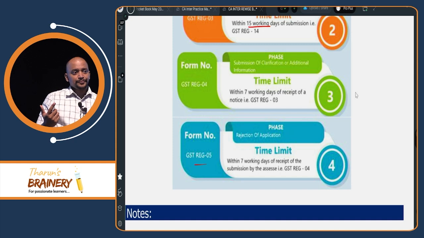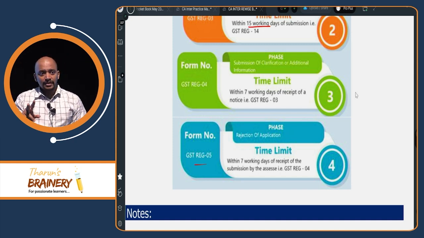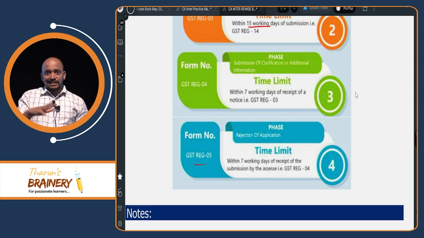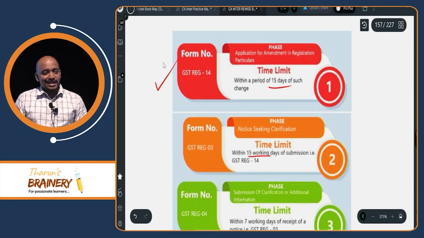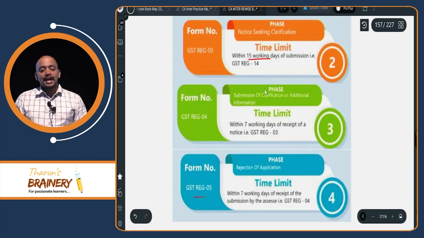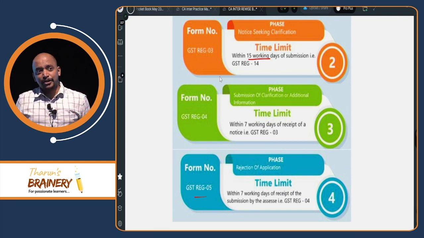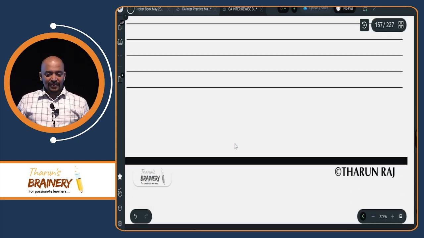Application for amendment 15 days. Thereafter, notice or order within 15 working days. Notice given, reply within 7 working days, and after reply, they will either reject the application or give order within 7 working days. Okay, and application in REG 14, amendment application. And remaining forms are the same old forms. Notice in REG 3. Reply to notice REG 4. And rejection of application REG 5.